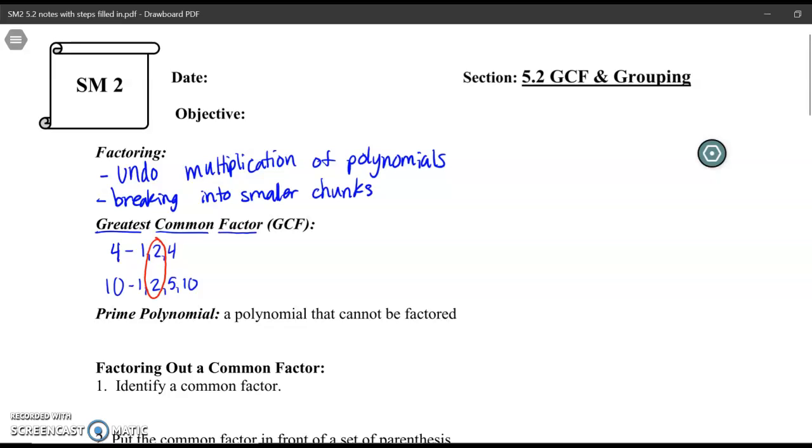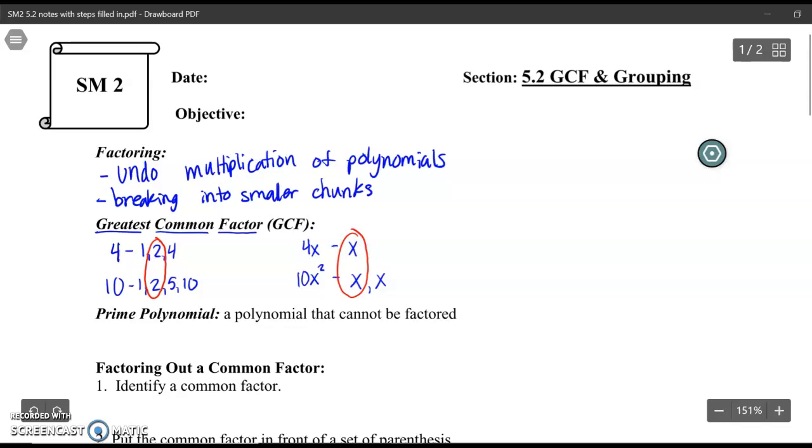Okay. You can do the same thing with variables. Like say I had 4x and 10x squared, right? Well, we already decided that between the 4 and the 10, their greatest common factor is 2. We can also think about that x is a factor of both; x is a factor of 4x, and x is a factor of 10x squared. So this x they have in common. So the greatest common factor of 4x and 10x squared would be 2x. So you look at the greatest common factor of the numbers as well as the variables.